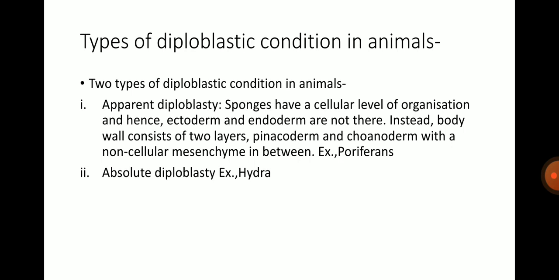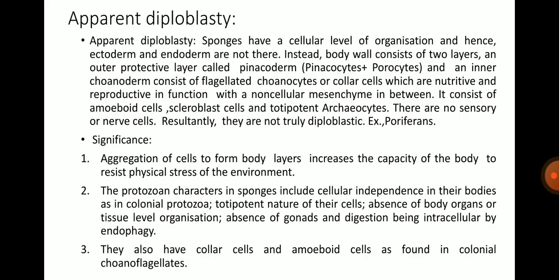There are 2 types of diploblastic conditions in animals: apparent diploblasty and absolute diploblasty. In apparent diploblasty, examples are sponges. Sponges have a cellular level of organization, and hence ectoderm and endoderm terms are not used. Instead, the body wall consists of 2 layers, an outer protective layer called pinacoderm formed from pinacocytes and porocyte cells, and an inner choanoderm consisting of flagellated choanocytes or collar cells, which are nutritive and reproductive in function, with a non-cellular mesenchyme in between. It consists of amoeboid cells, scleroblast cells, totipotent archaeocytes, etc.